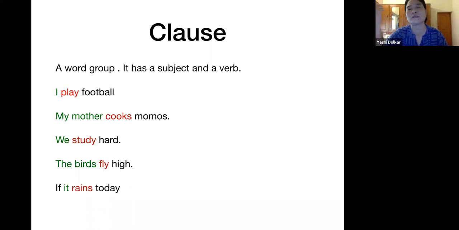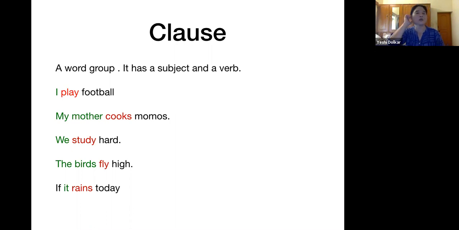Subject, verb. Clause here, the clause there, because the subject is here, the verb is here. But some are not sentences, all right? Still, they have a subject and a verb.